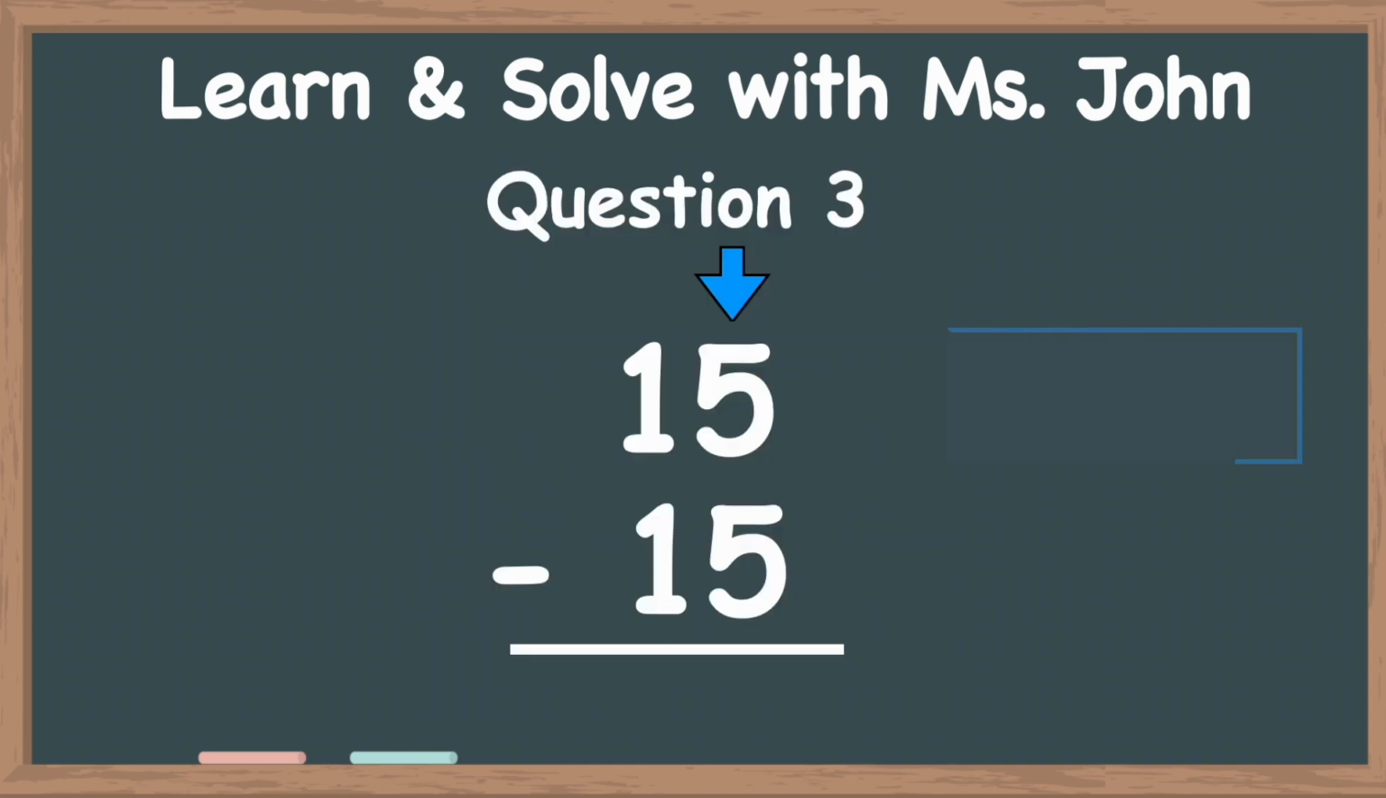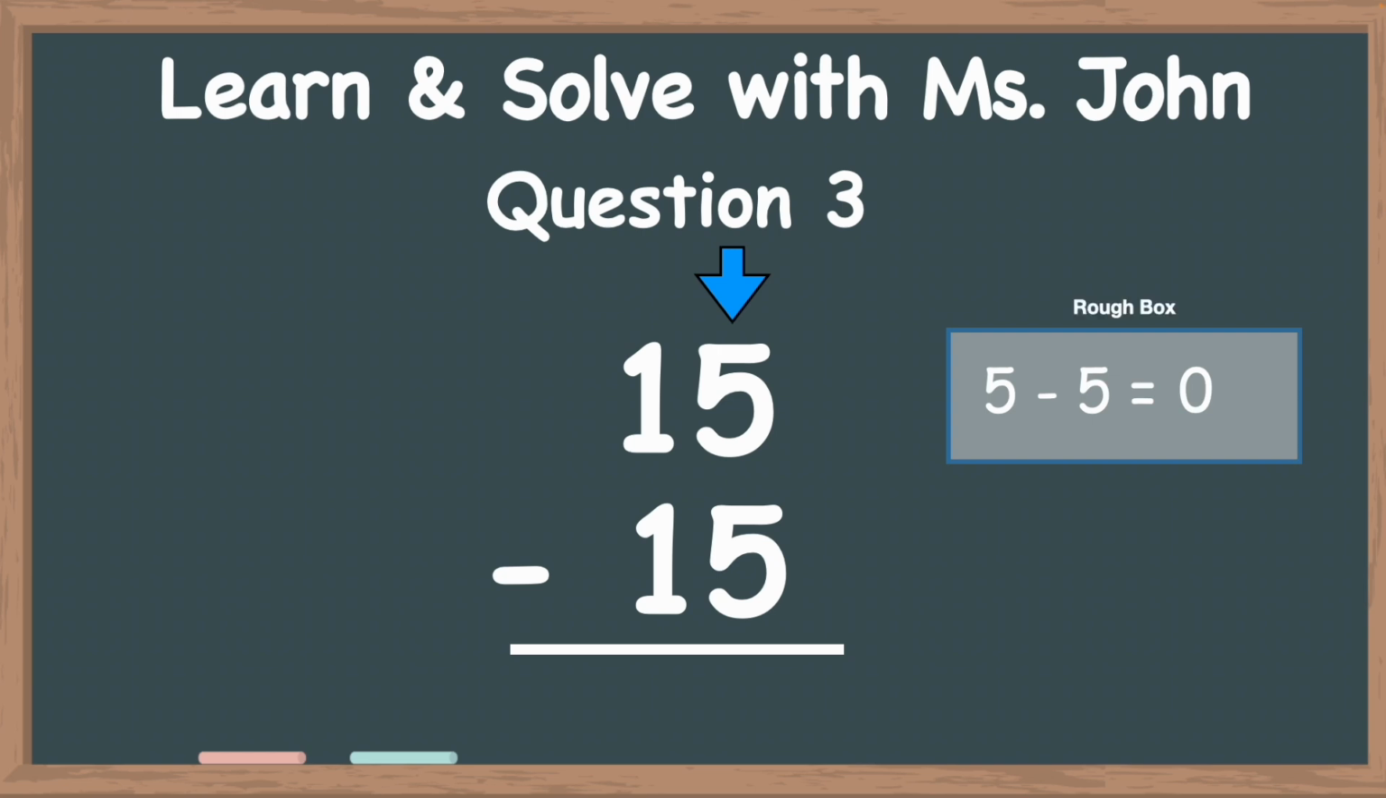Let's first draw a rough box. In this rough box, we're going to write 5 minus 5. 5 minus 5 equals 0. This 0 is now going to go in the answer section of the ones column.